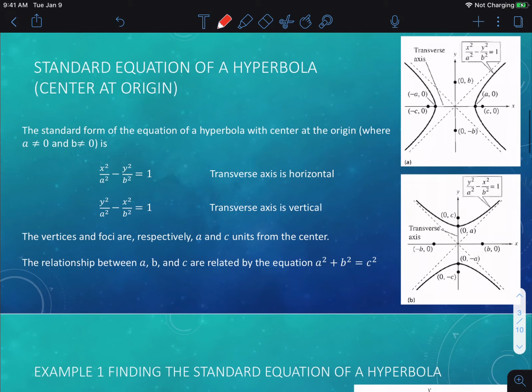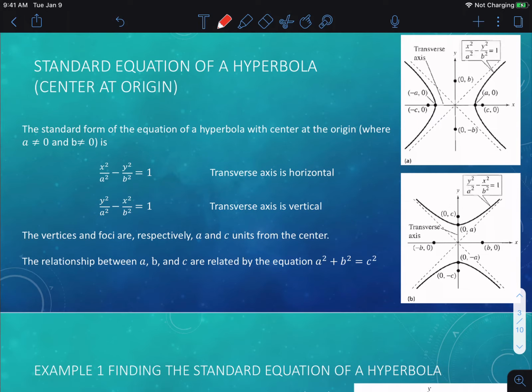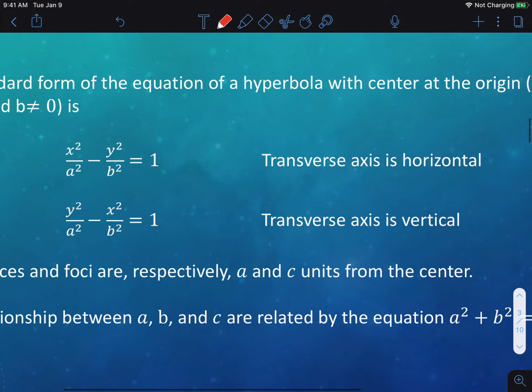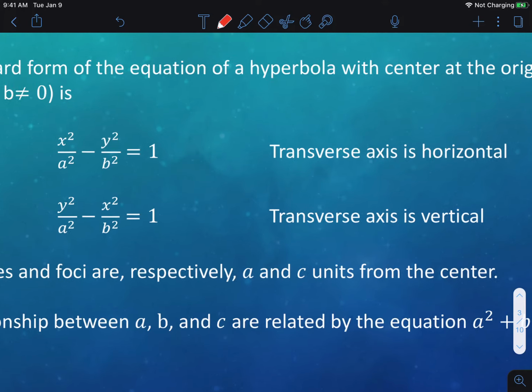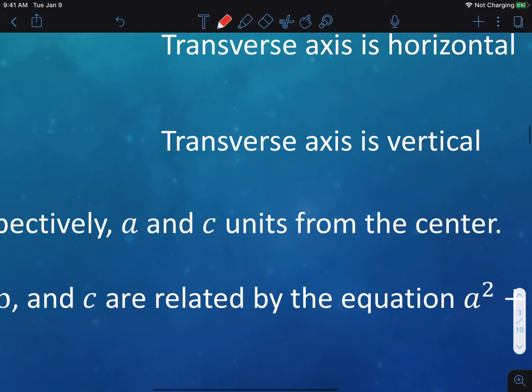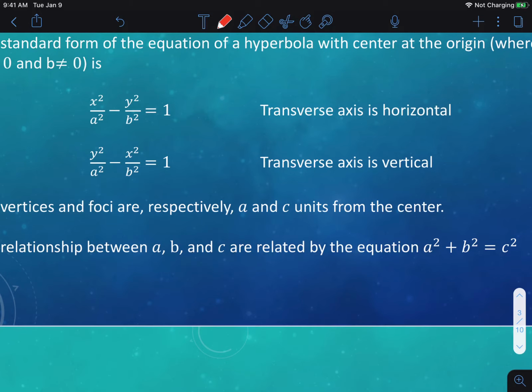Okay, so now we're talking about the standard equation of a hyperbola with its center at the origin. In the discussion of the standard equation of a hyperbola where the center is at the origin, we're talking about a not equal to 0 and b not equal to 0, where you see x squared over a squared minus y squared over b squared equals 1. That's when the transverse axis is horizontal. Another version of the equation is y squared over a squared minus x squared over b squared equals 1, and that happens when the transverse axis is vertical.